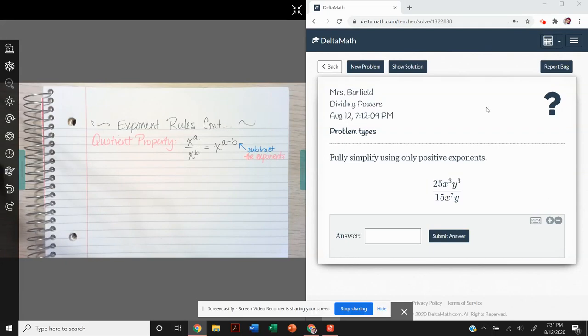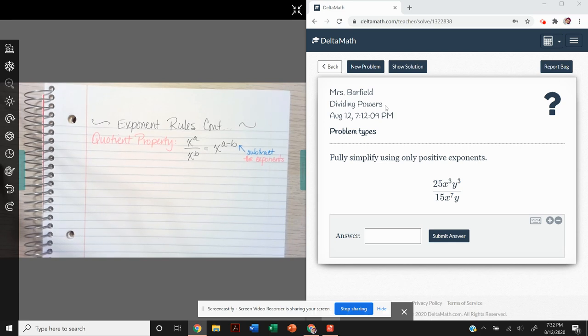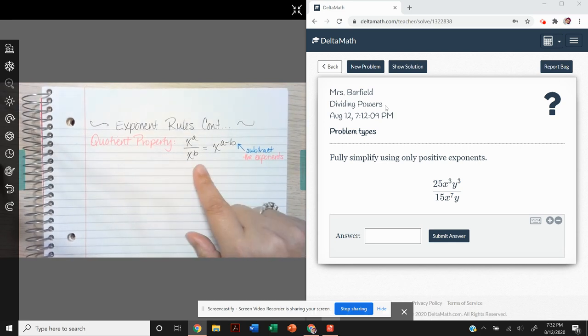All right, we are going to be looking at another exponent rule, which is called the quotient property. Now, if you look up here, even in Delta Math, they call it dividing powers. So this is what I was talking about the other day. Honestly, I don't care if you don't remember the names of the property. What I care is that when you look at a problem, you can say, hey, I know that in this example I'm supposed to subtract the exponents.